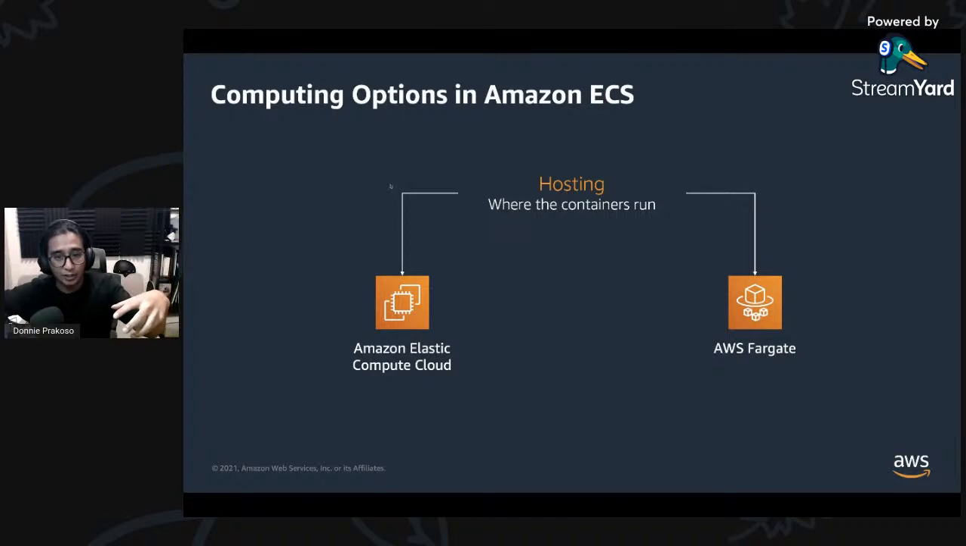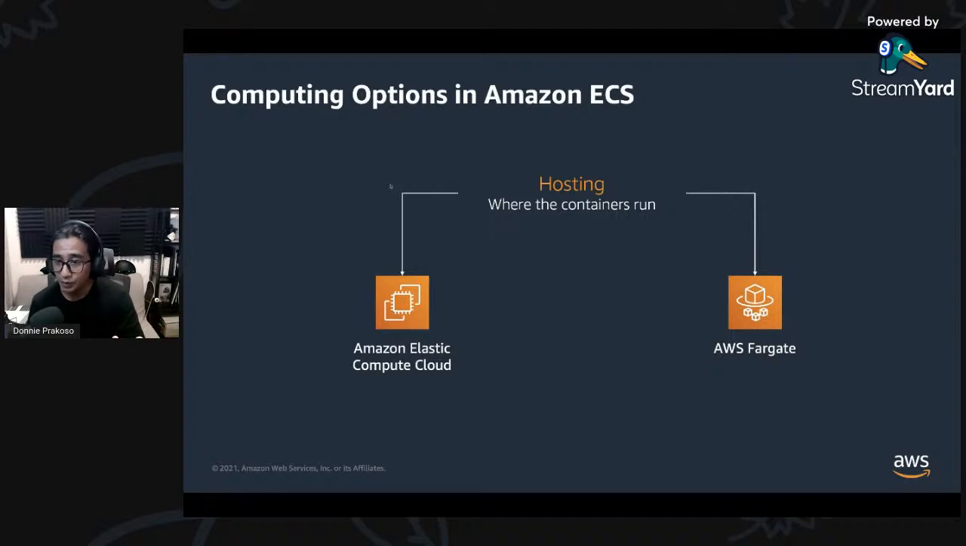And the next thing that you need to know is which compute options you'd like to run on. Now, talking about containers, we also need to get to know the hosting aspect, or in short, the resource pool on which our containers will run. Here you have two choices. You can use Amazon EC2 or AWS Fargate.